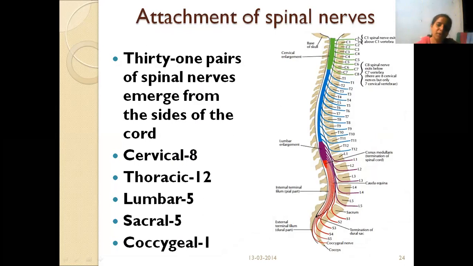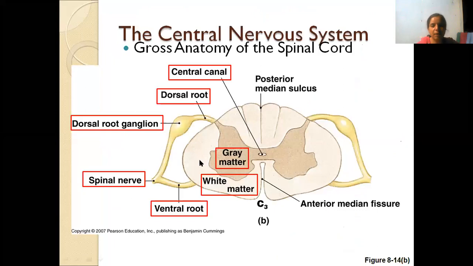So altogether, if you count, we have 8 pairs of cervical, 12 pairs of thoracic, blue in color, 5 pairs of sacral, violet in color, 5 pairs of lumbar, red in color, and 1 coccygeal. If you make a grand total of it, how many will it be? 31 pairs of spinal nerves we see coming from the spinal cord.